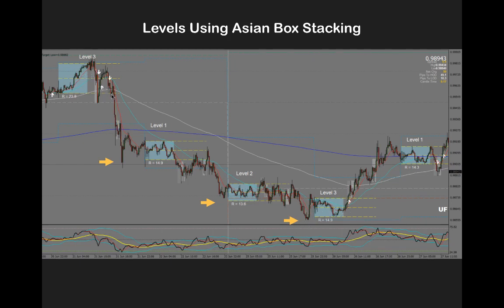So you can see it's kind of like stairs, right? Just coming down, like one box stacked on top of each other, 1 day, 2 days, 3 days of drop. Okay, so that's how you can use Asian box stacking. And you can see here we have our W, then back up, a level 1 rise into the Asian session box here, level 1. All right, so very, very clean. This is also very clean, right?